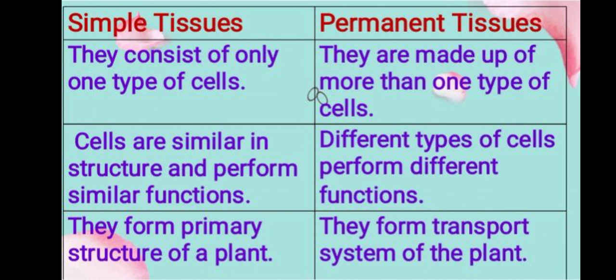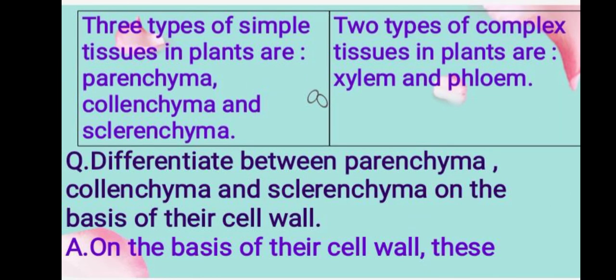Simple tissues form primary structure of the plant, whereas permanent tissues are mainly for transport system. The 3 types of simple tissues in plants are parenchyma, collenchyma and sclerenchyma. Whereas we have 2 types of complex tissues, and these are xylem and phloem. So like this you can write your answer in tabular form.